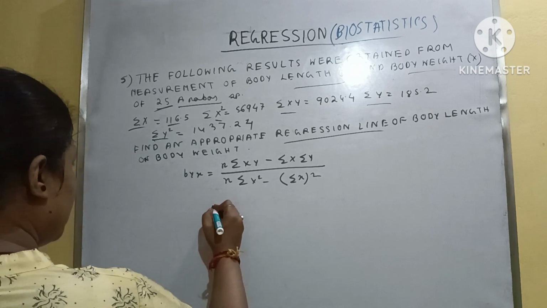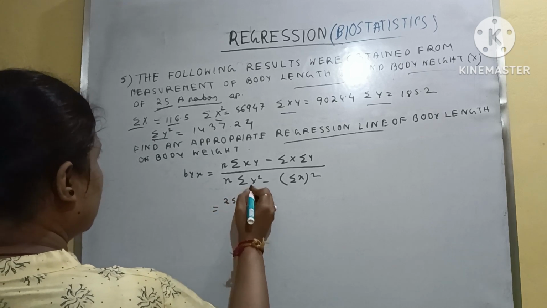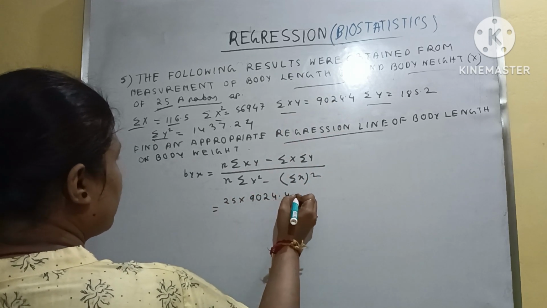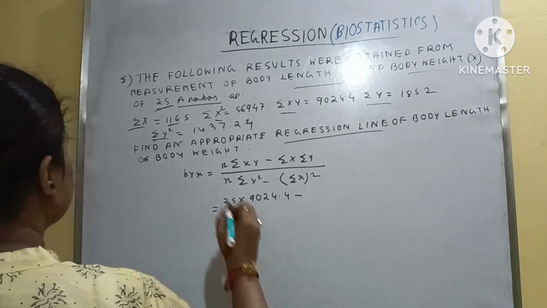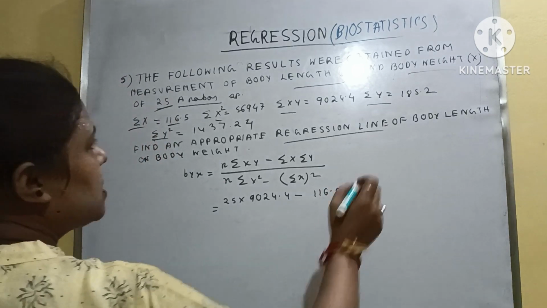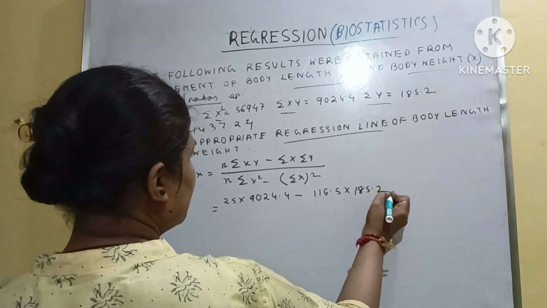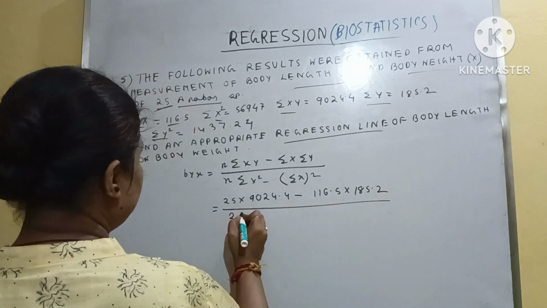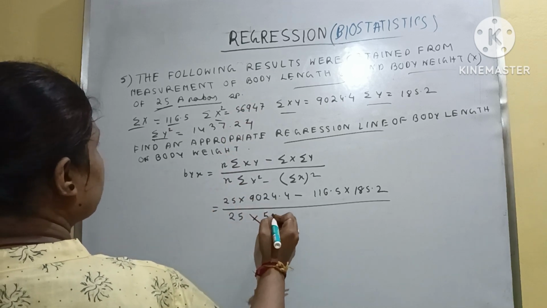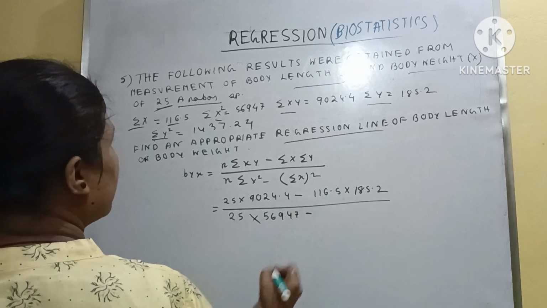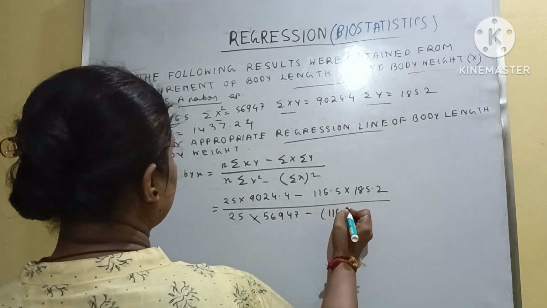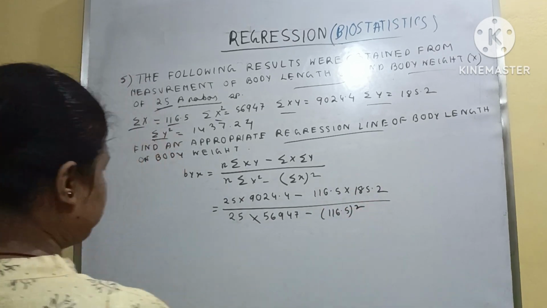Now putting the values: 25 into summation of xy, which is 9024.4, minus summation of x, which is 116.5, into summation of y, which is 185.2, divided by 25 into summation of x square, which is 56947, minus summation of x whole square, which means 116.5 square. Clear?